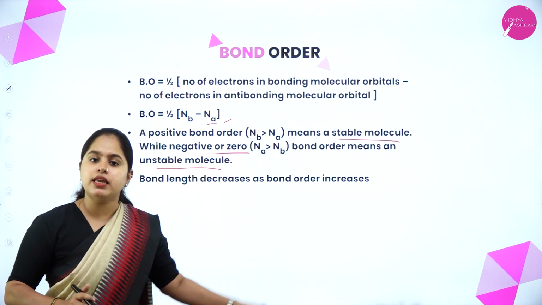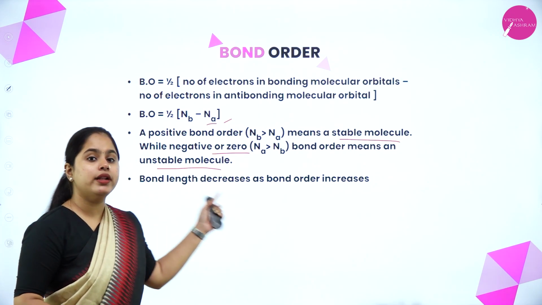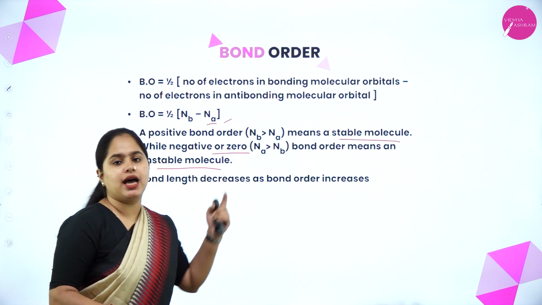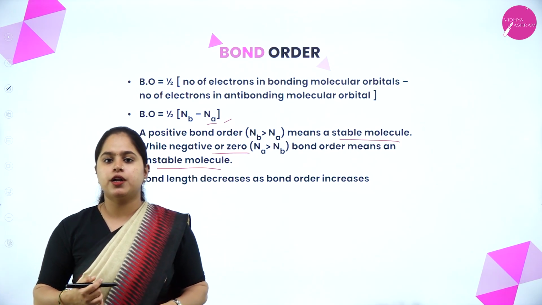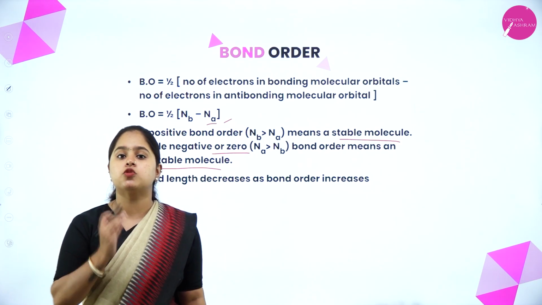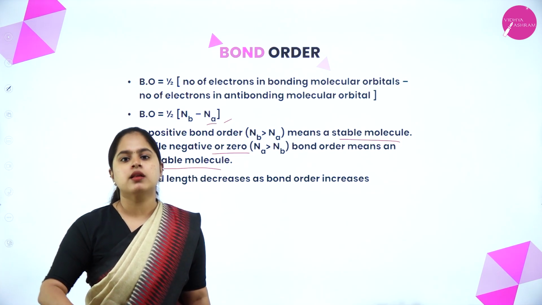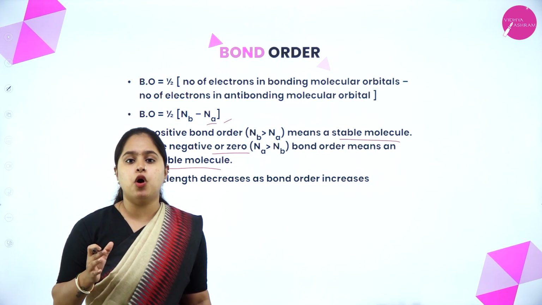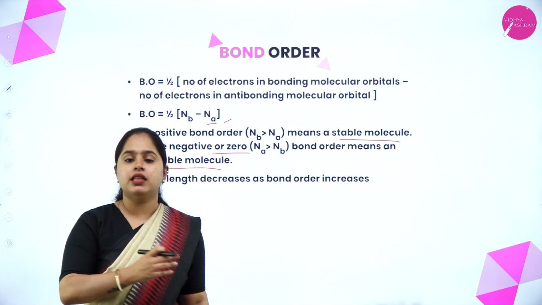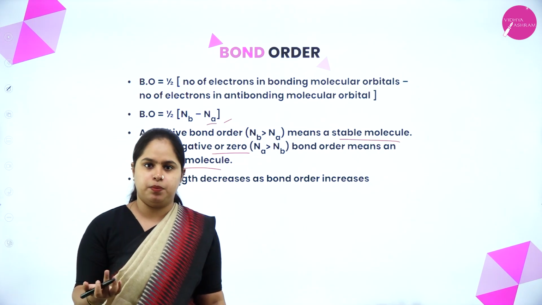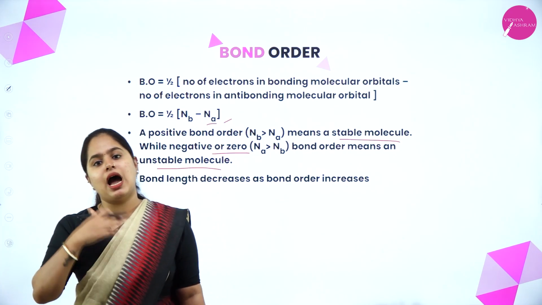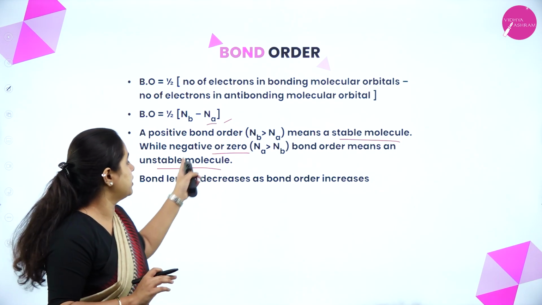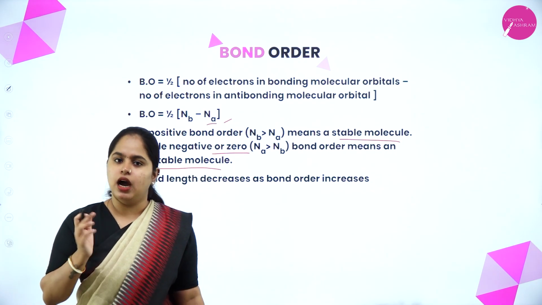So if you can calculate the bond order, how will the bond length change according to it? Yes, the bond length decreases as bond order increases. We already know that if a single bond is present, it will have the highest bond length. Then comes the double bond and then the triple bond, right? So the highest bond length will be for a single bond and the bond length will be the least for a triple bond, right? So bond length and bond order are inversely proportional. If bond length increases, the bond order decreases. I hope it is clear.